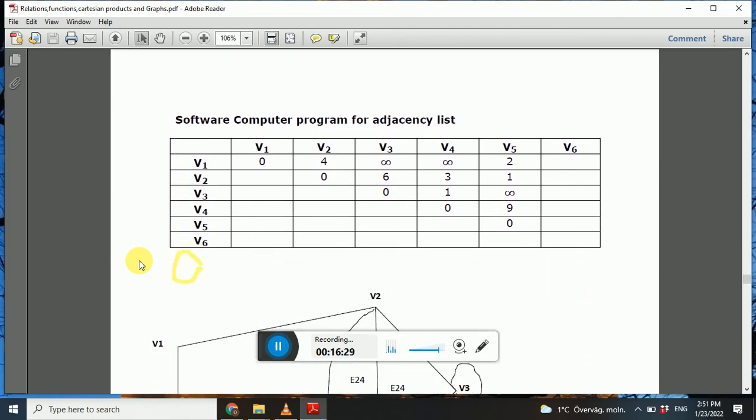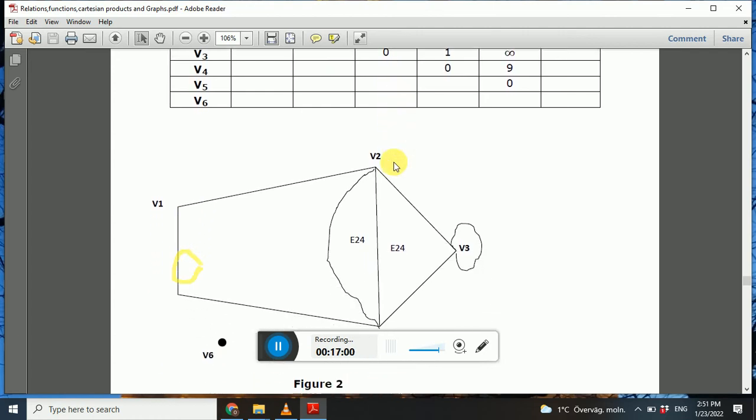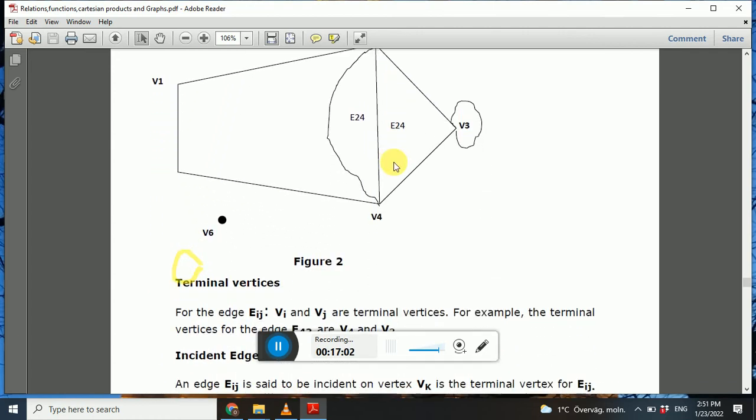Computer scientists or programmers can always come up with programs that, given a graph with some vertices and edges, are able to find the list of vertices which are adjacent. So that's what this table is all about, but I'm not very much interested in the computer programs at the moment, so you can just ignore this table. Okay.